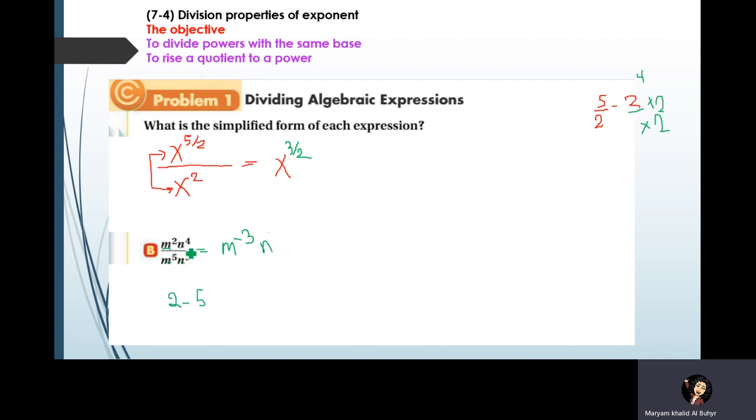N to the power... this n and this n are exactly the same base. So subtract the power since you have between them division. So n to the power 4, n to the power 3. That will be to the power 1. You learned in the first lesson that this is negative power, so you must move it down. So n over m to the power 3. So that's the answer from the first problem.